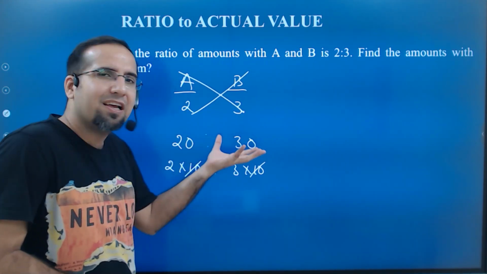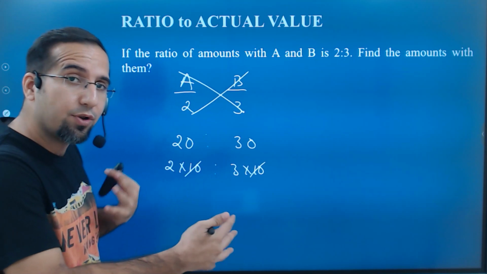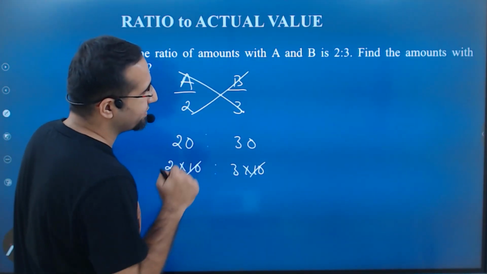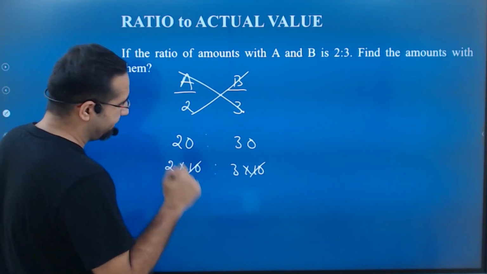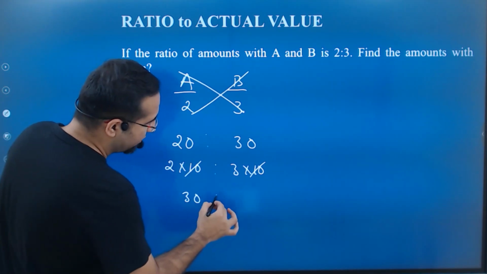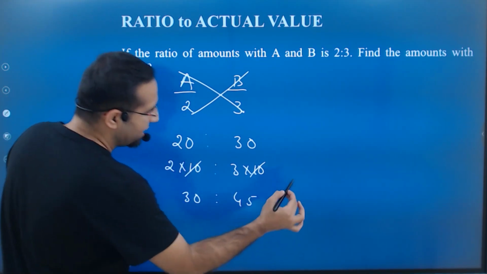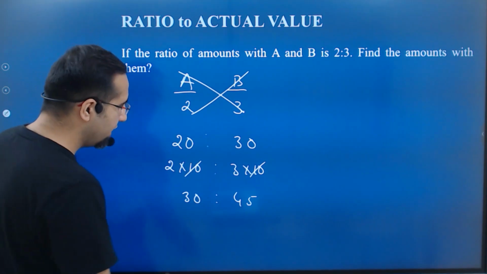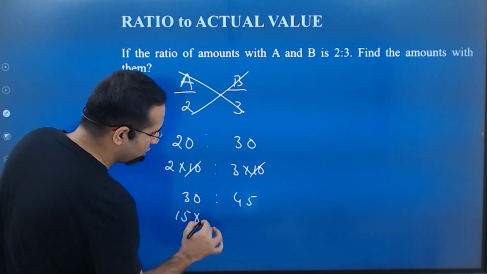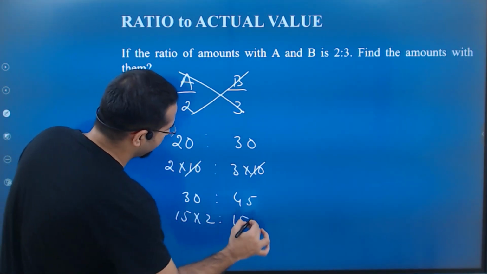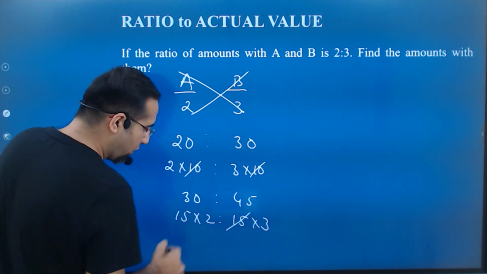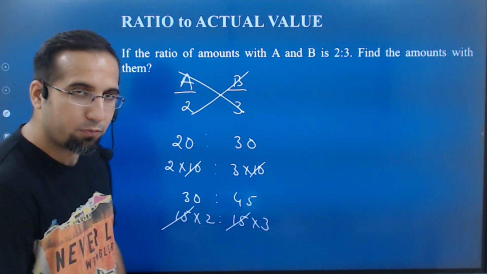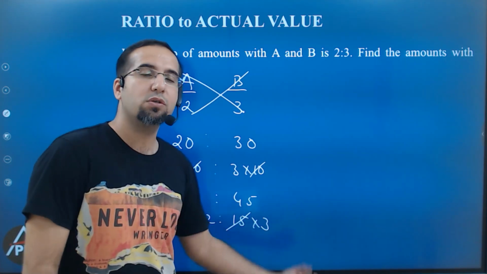Now will it be 20 and 30? It can be any value in this ratio. Suppose, let's take one more example where I have 30 with A and B has 45. Now what is 30? 30 is 15 into 2, and what is 45? 45 is 15 into 3. Now what do I see? I can cancel 15 and 15 on both the sides, and finally my ratio is 2:3.